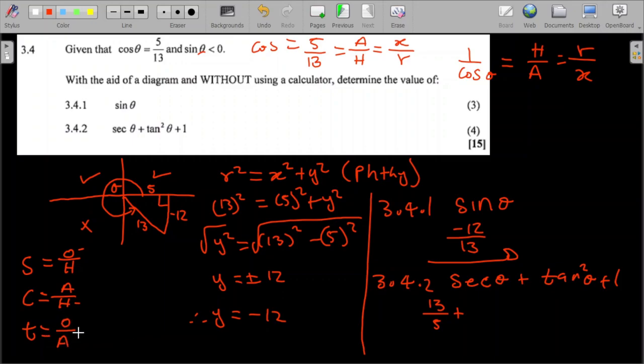And then plus tan. Remember, tan is opposite over adjacent. So what is my opposite? It's negative 12 all over my adjacent, which is 5. This is all squared, and then plus 1. And the answer here is going to be 234 all over 25. This is the answer after punching it into your calculator.